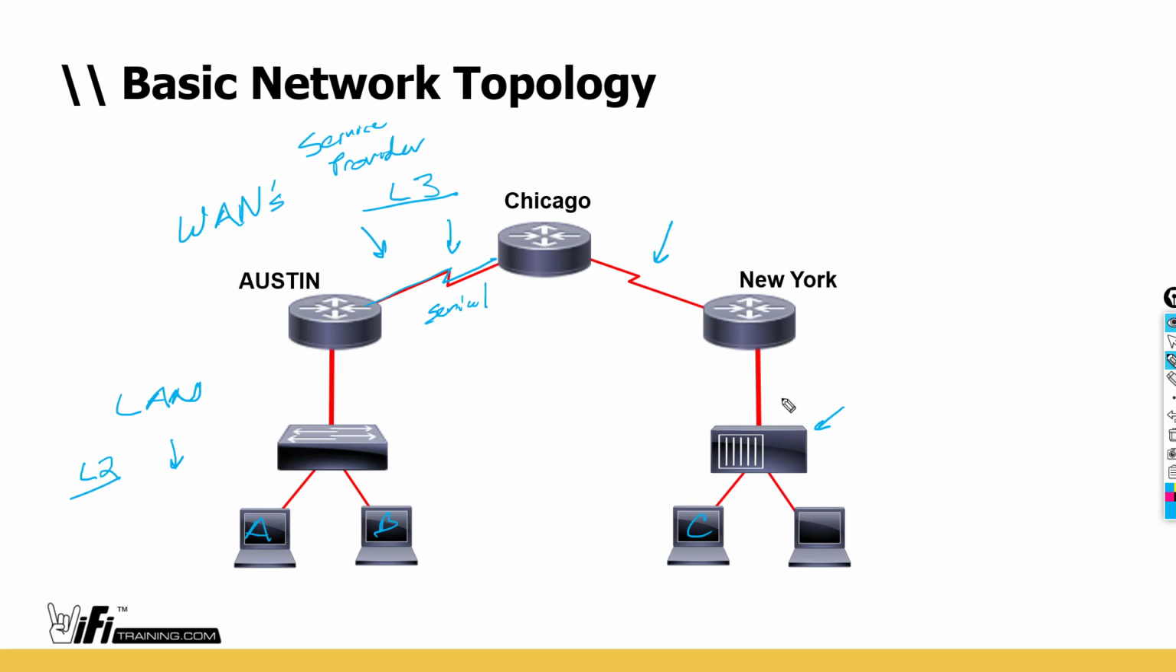And then over here at New York, for some reason we had that hub in there. I'm not sure, don't even remember why I put it there. But you'll learn that hubs are a layer 1 device. There's still layer 2 going on here as well, but this is a kind of dumb device that repeats everything.